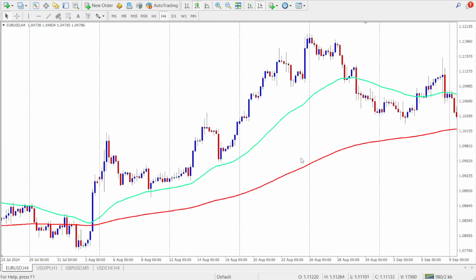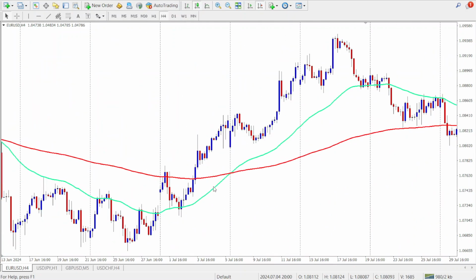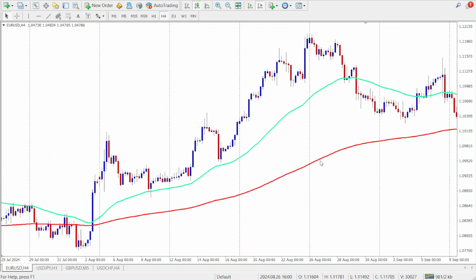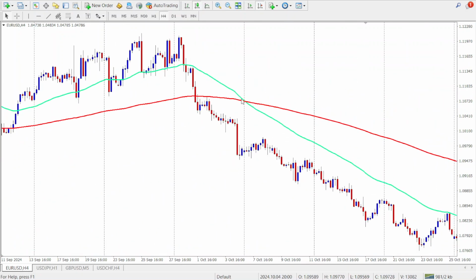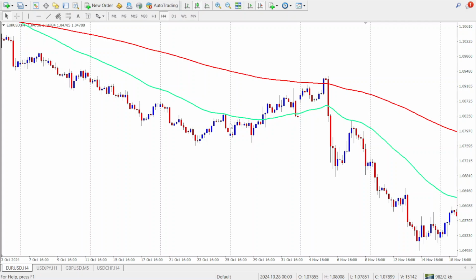So when the 50 period moving average crosses above the 200 period moving average, it is considered a bullish signal, meaning the trend is likely shifting to the upside. Conversely, when the 50 period moving average crosses below the 200 period moving average, it is considered a bearish signal indicating a potential downtrend.